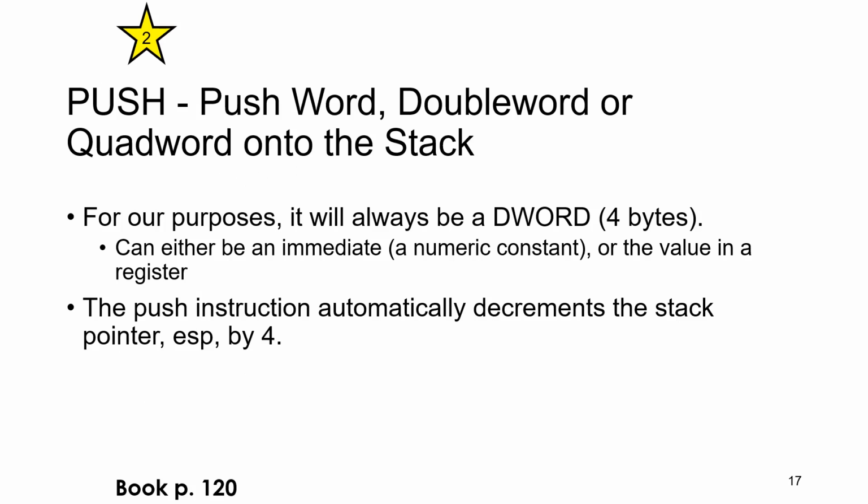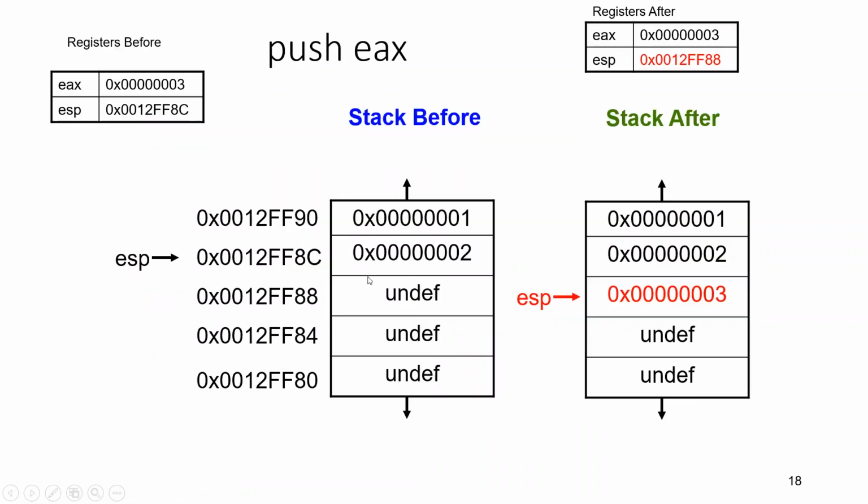Push operation is done on a stack. It will push the value you are specifying onto the top of the stack. Push word, dword. You may see when you type dword, that stands for double word, the keyword for four bytes. The push instruction automatically decrements the stack pointer ESP by 4. Why decrement? Because the stack grows from higher memory address to lower memory address.